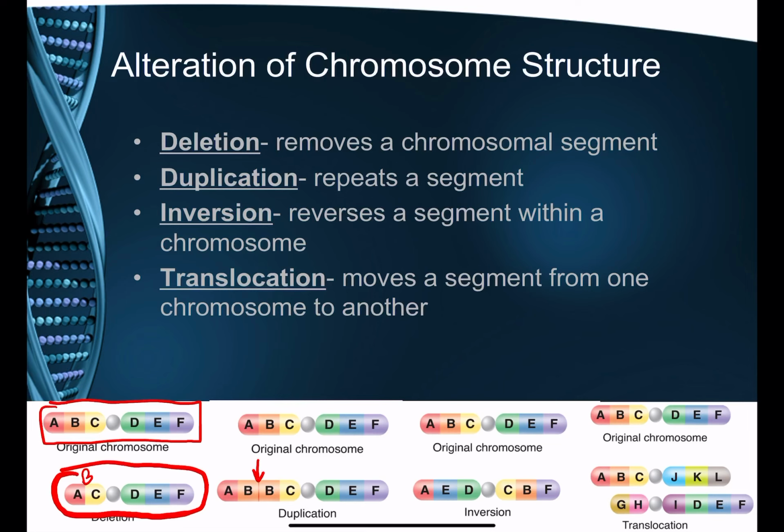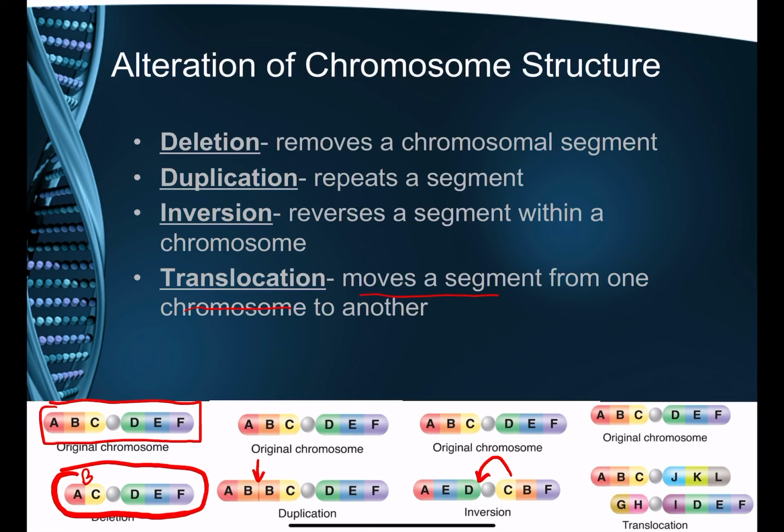You can have a duplication, and so you've got double there, okay? You can have an inversion, and so parts of the chromosome have been broken and switched places. And then you can have a translocation where, with a homologous chromosome, those split and separate, okay? And so it moves a segment from one chromosome to another. That is a translocation. And so those are some other alterations in chromosome structure.